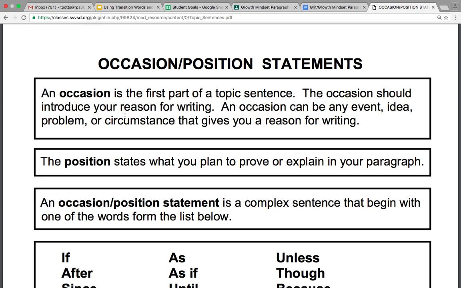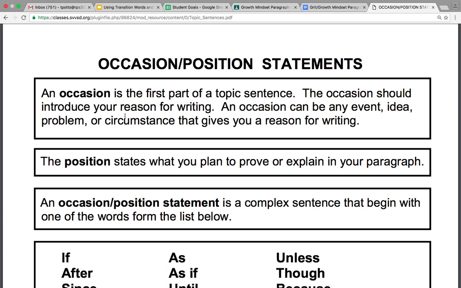An occasion is the first part of a topic sentence. The occasion should introduce your reason for writing. An occasion can be any event, idea, problem, or circumstance that gives a reason for your writing. The position states what you plan to prove or explain in your paragraph.